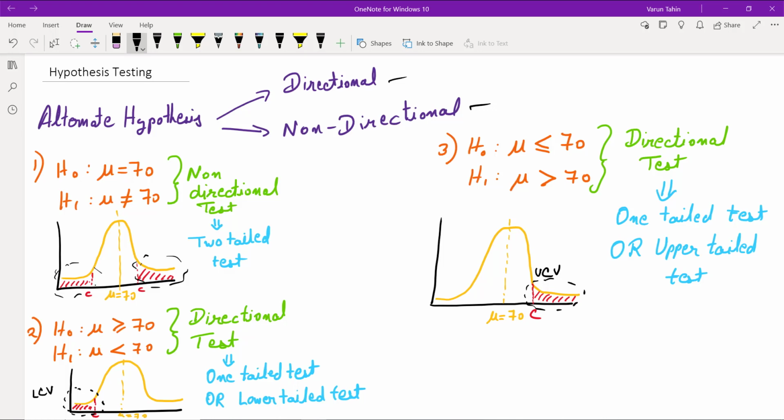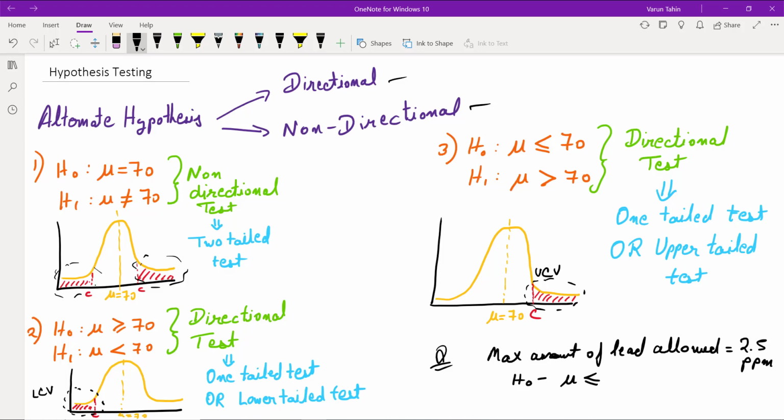So we have seen this example also previously where the max amount of lead allowed is 2.5 parts per million. Okay, so here the null hypothesis becomes mu less than or equal to 2.5. Okay, so anything below 2.5 or equal to 2.5 is permissible, and the alternate hypothesis here becomes mu greater than 2.5, right? So this is again an example of a one tail test or upper tail test.